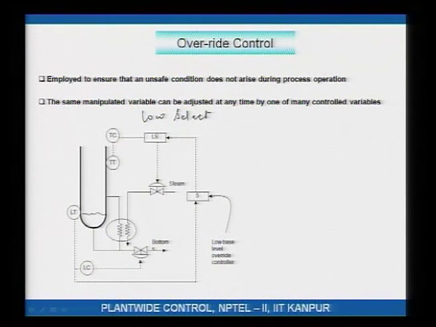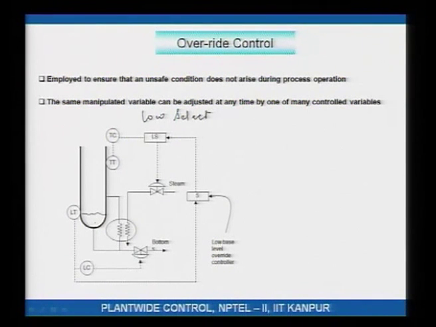It may so happen that the level is reducing and this valve is fully closed, and yet the level still goes on reducing. Now, you would not like the level to go down below say 10%, because then the tubes will get exposed. The tubes in the reboiler must always be dipped in liquid, and no liquid inside the reboiler is an unacceptable condition, because then the reboiler or the tubes in the reboiler may get burnt.